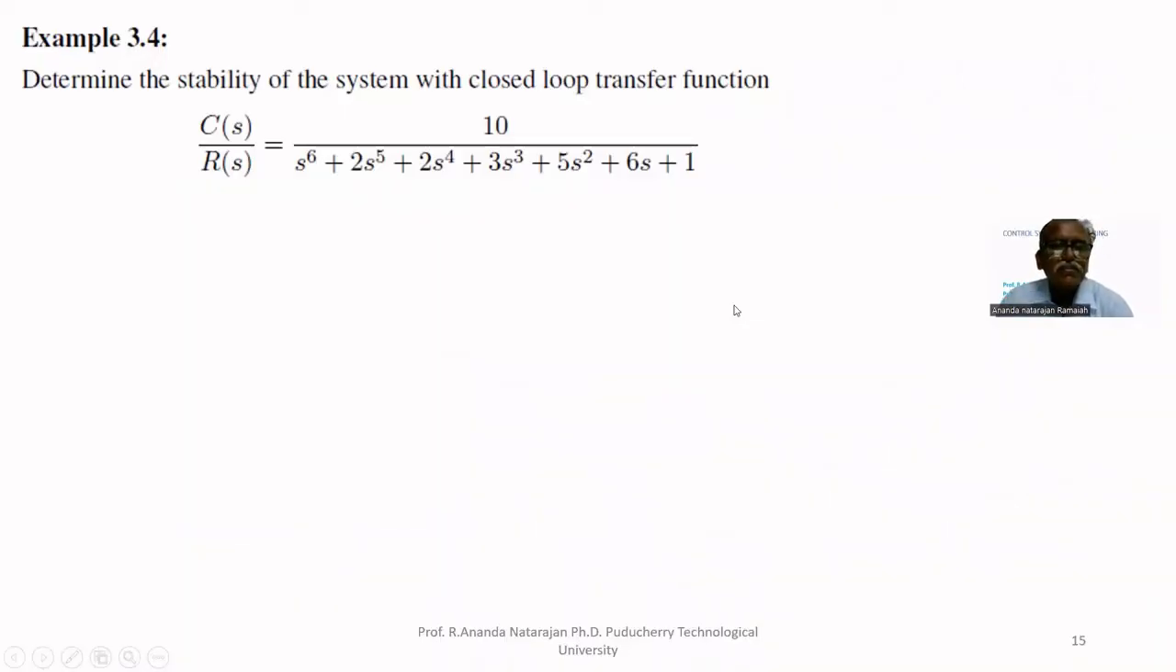Determine the stability of the system with the closed loop transfer function C of S upon R of S equal to 10 upon S power 6 plus 2 S power 5 plus 2 S power 4 plus 3 S cube plus 5 S square plus 6 S plus 1. Sixth order system.